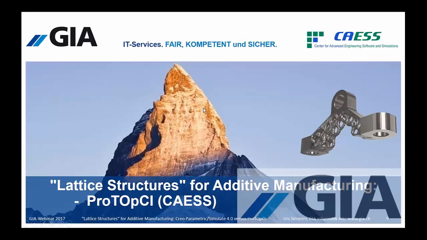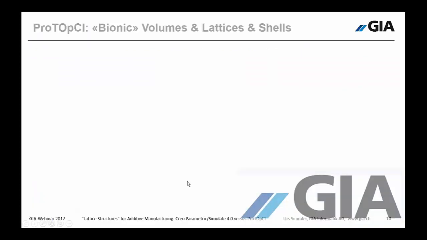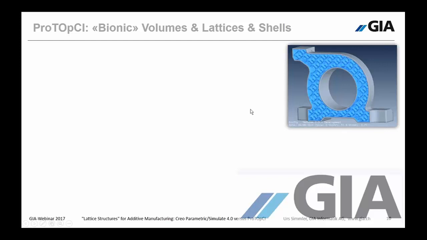Let's have a look at the real topology optimization. Let's call it Bionic Optimization. And for that reason, you can use a tool from a company, CAESS. The tool is called ProTOp or ProTOpCI. And with that tool, we can do, let's say, bionic behavior of our component.